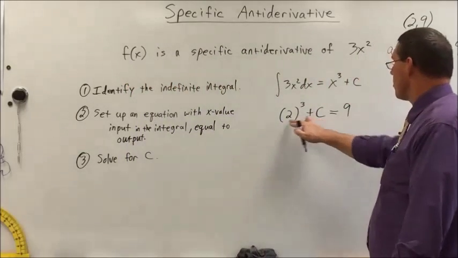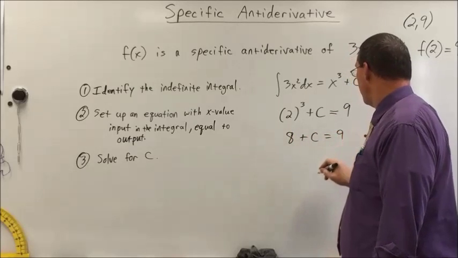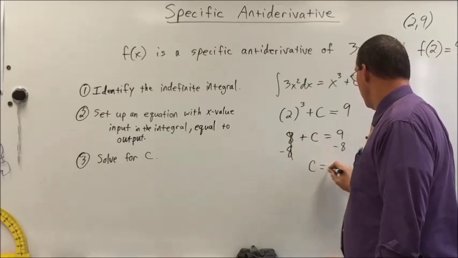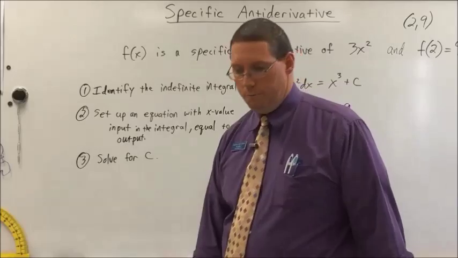Okay, well, we're going to solve for c. So 2 to the third power is 8. So 8 plus c equals 9. We're going to subtract 8 here, subtract 8 here, and we get c equals 1. Okay, so we now have our c value.